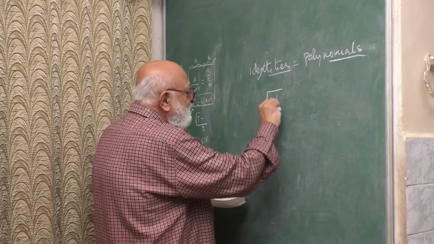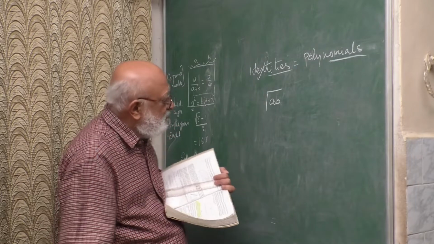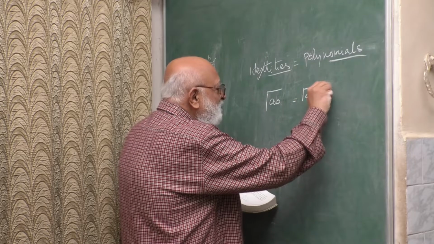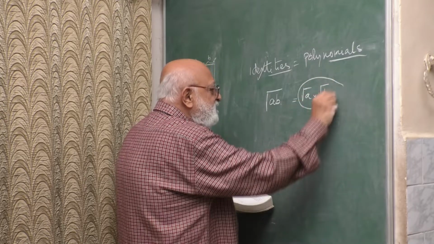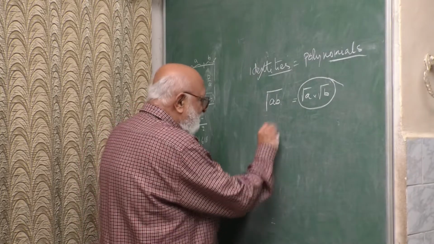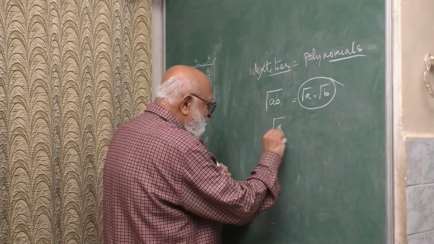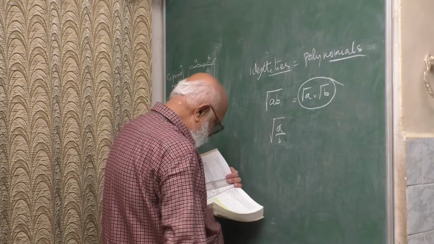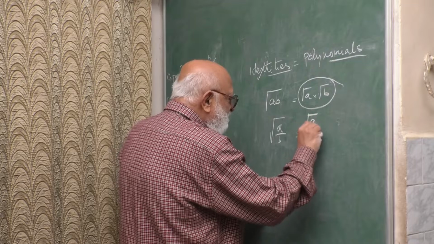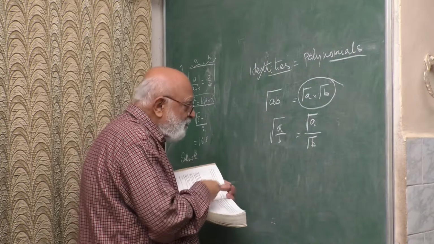This is given as root of AB. So we can use the law of distribution, and we can write this as root A into root B. Many students get confused here. There is nothing in it. And let us say you are given another one, root of A by B. There is nothing but you can distribute this. You can write root A by root B. Remember this.